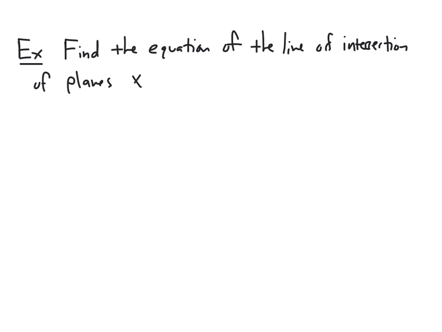So the first plane is going to be x minus 2y plus 4z equals 7. And the second plane is going to be 2x minus y plus 3z equals 0. Right, so I have these two planes. Right, so we want to find the equation of a line, and we know to do that we need to find two things. We need to find a point, and we need to find a direction vector.